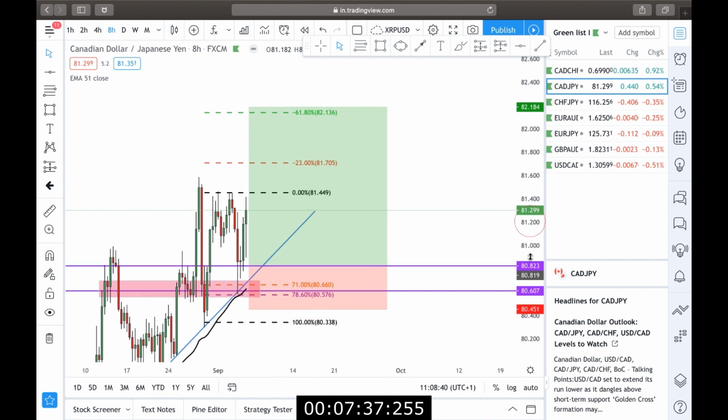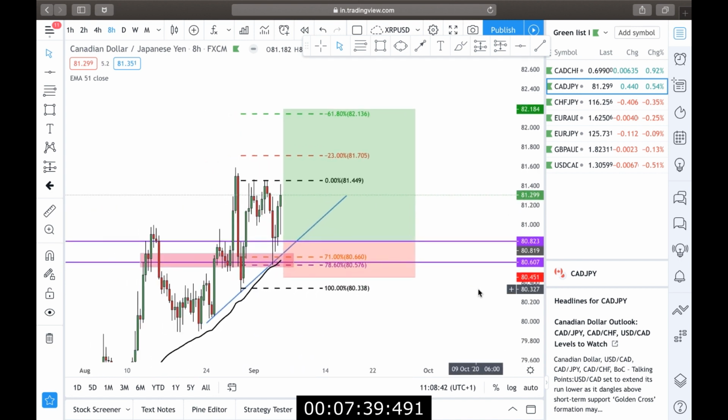So what confidence did we have to take a trade here? We had the golden fib zone, psych level 8500 just beneath this. We had structure, we had the 8-hour EMA, we had an ascending trend line, and we had candlestick rejection. So that's 6 reasons to take this trade.